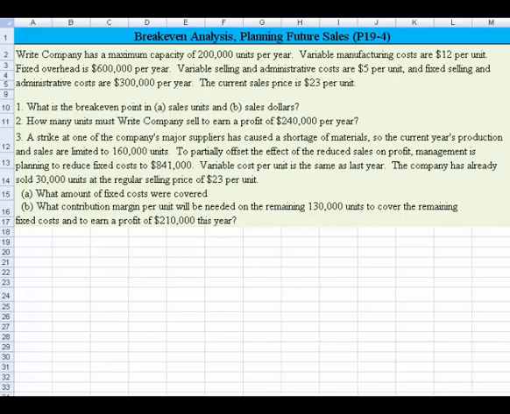The current sales price of what they make and sell is $23 per unit, and we're asked to solve those three requirements that you see on the screen. First, let's tackle number one. What is the break-even point in sales units and sales dollars? Variable costs are 12, variable selling and administration are 5, current selling price is 23, we've got fixed overhead of 600,000. Let's see if we can solve that.